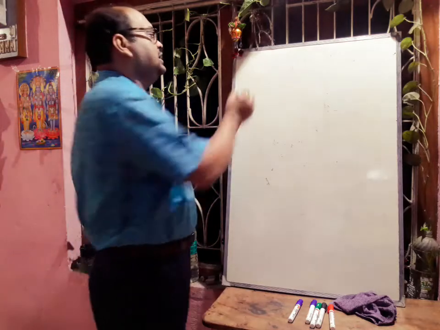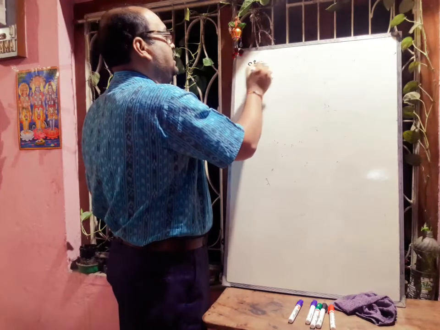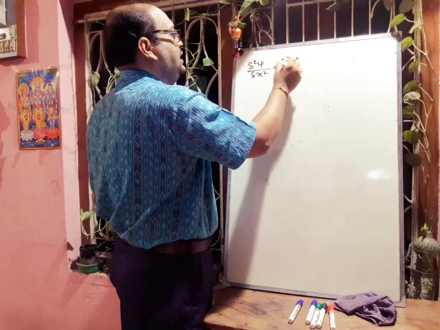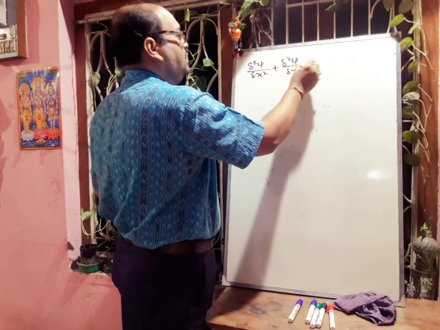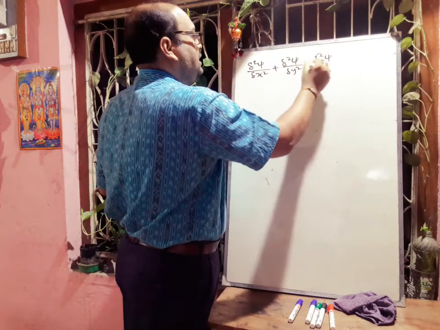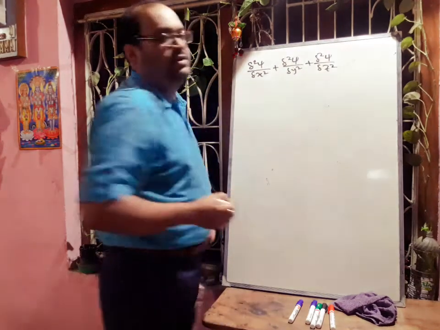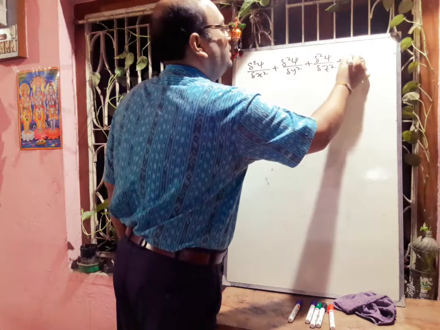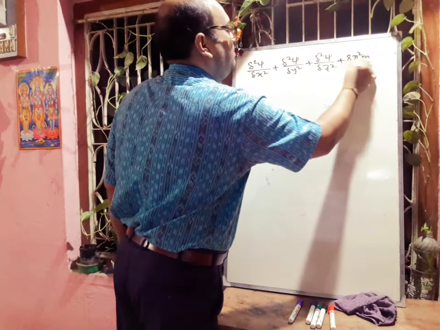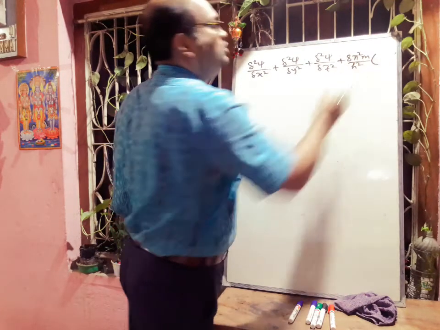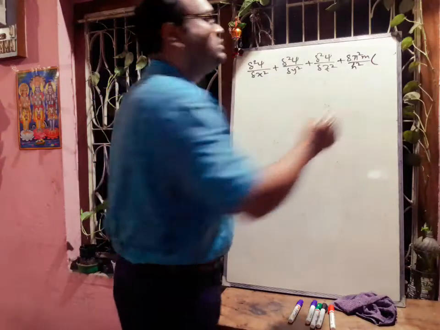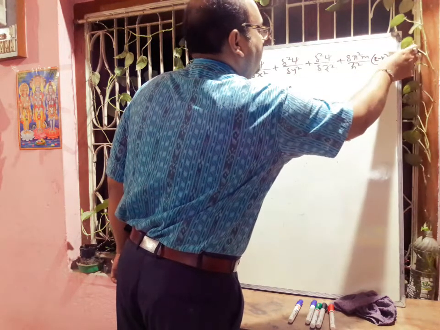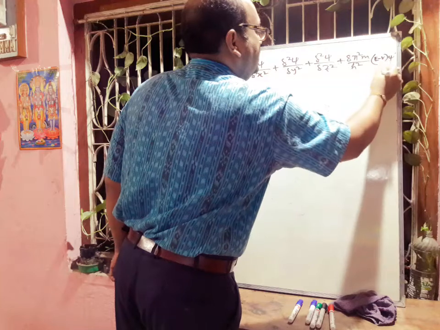The equation is del square psi by del x square plus del square psi by del y square plus del square psi by del z square, plus 8 pi square m by h square into (E minus V) into psi is equal to 0.